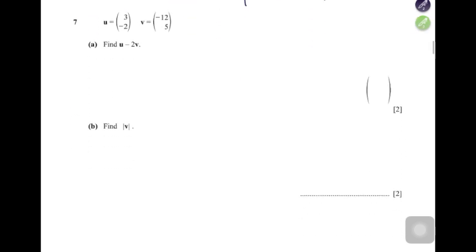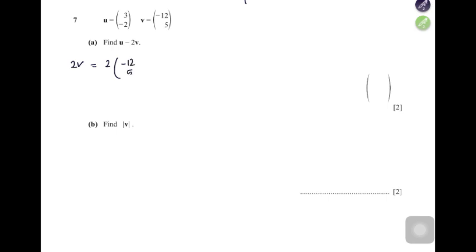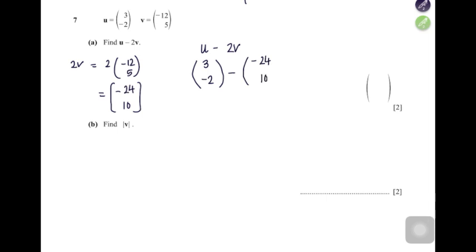Alright, question number 7, we have vectors. Find u minus 2v. So what is 2v? Let's try to find 2v first. This is going to be 2 into negative 12 and 5. This would become negative 24 and 10. So u minus 2v would be 3 and negative 2 minus negative 24 and 10.